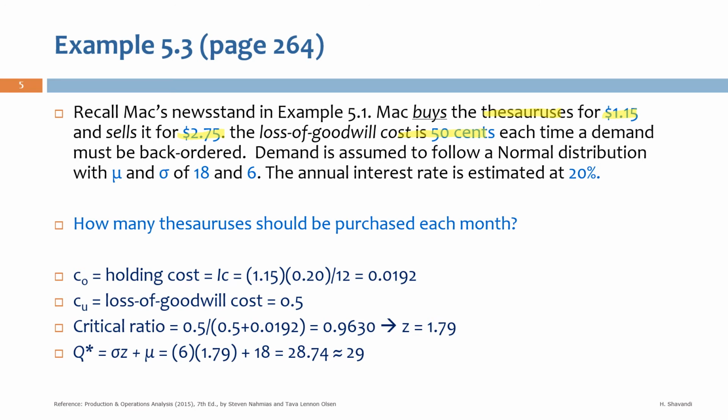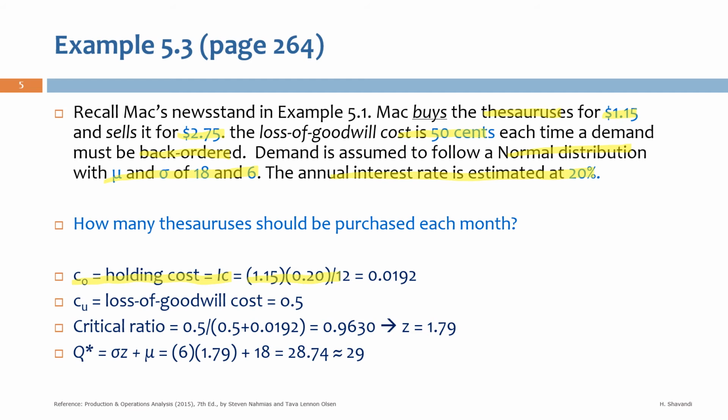And here we assume that we have the back ordered situation, so we don't have the lost sale here. And we assume normal distribution for demand with mu and sigma as 18 and 6. And we assume annual interest rate as 20% for calculating the inventory holding cost. Okay. So here at first we need to calculate the CO, the overage cost first. So the holding cost will be like the EOQ model here, I times C. So it will be 1.15 times 0.20.